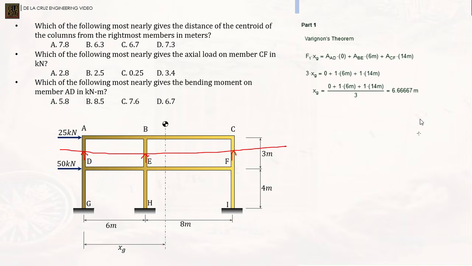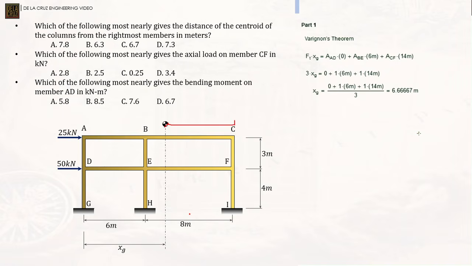6.6667 meters. But again, hindi ito yung hinahanap sa problem. As you can see in the choices, may 6.6667 dyan. No? So, yung hinahanap sa problem is from the rightmost member. So, basically, from here to this distance. Okay? From here to here tayo. Klaro? Okay? Yung hahanapin natin is this distance from here to here. I hope that is clear.